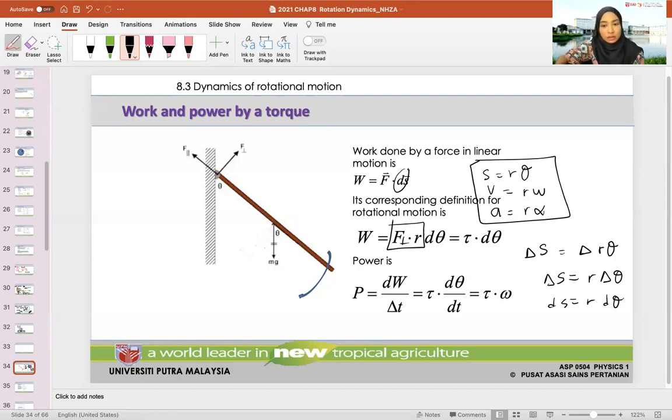Force times r is equal to torque. Torque times d theta is your work done. So this is your equation for work done: torque times d theta.